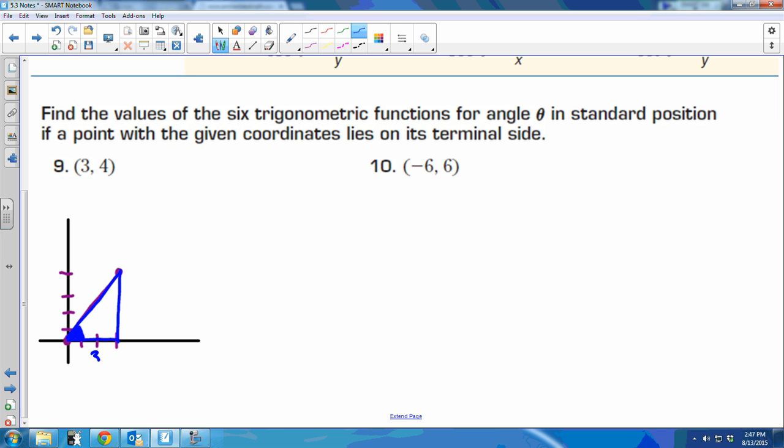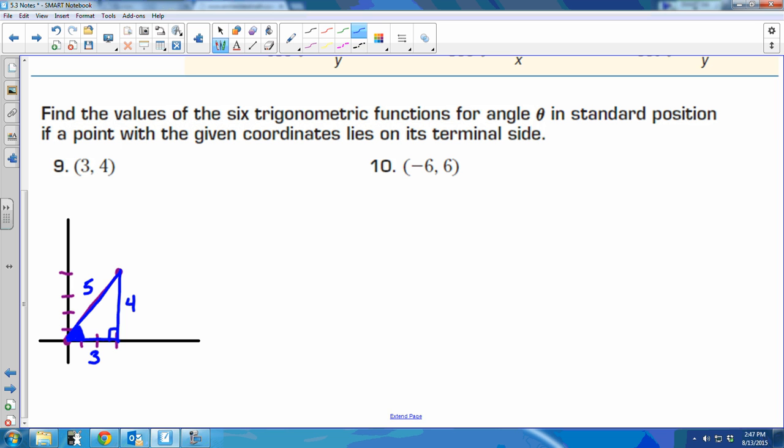We went 3 units to the right, so that's your x distance. We went 4 units up, that's our y distance. And so now we just need the hypotenuse of our triangle. You have 2 options. Either know it's a special triangle, it's a 3, 4, 5 triangle. If you don't, then you find the hypotenuse using the Pythagorean theorem, right? 3 squared plus 4 squared is 25, and the square root of 25 is 5.